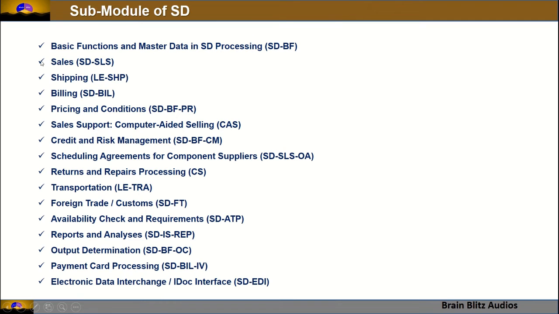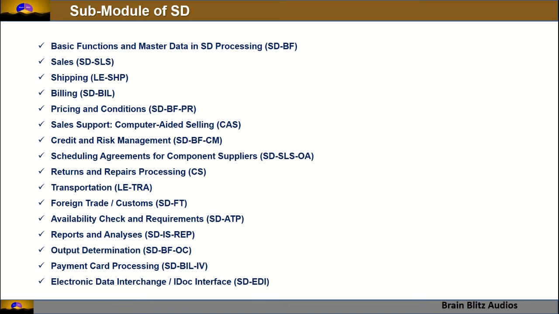Now the next submodule is sales, and these are the things which we know: inquiry, quotation, sales order, or contract, scheduling agreement, return order, free of charge delivery order. All those things belong to sales. Then we have the next submodule, which is shipping, where you have outbound delivery. It also interacts with the shipment.